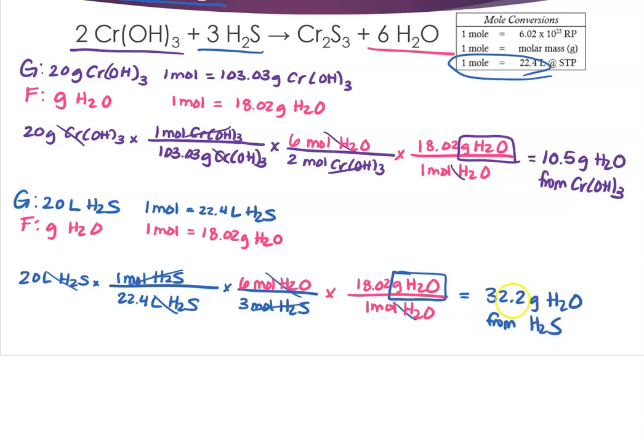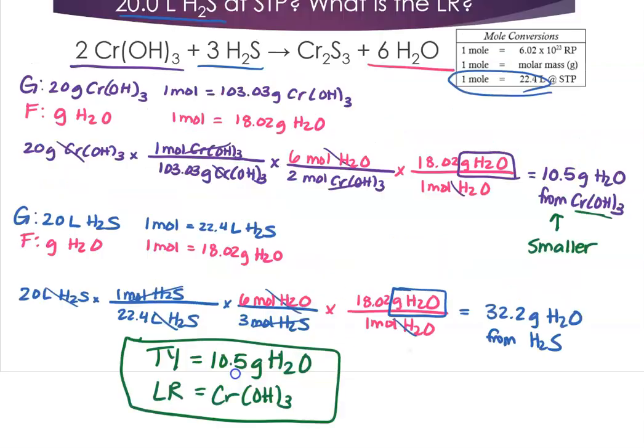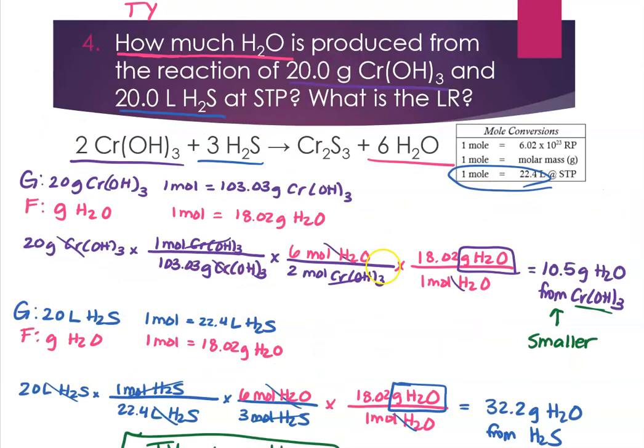So I have 10.5 and 32.2, so 10.5 is the smaller number. So that means that my theoretical yield is 10.5 grams of H2O. And my limiting reactant is what gives me the theoretical yield. So that is going to be CrOH3. All right, let's do one more.